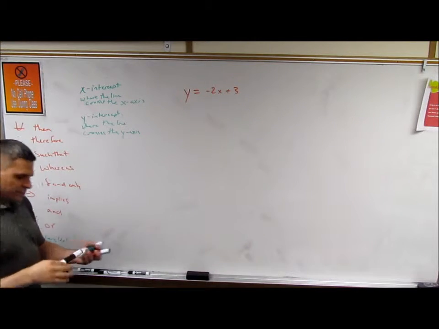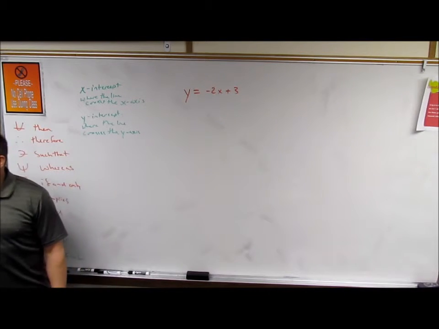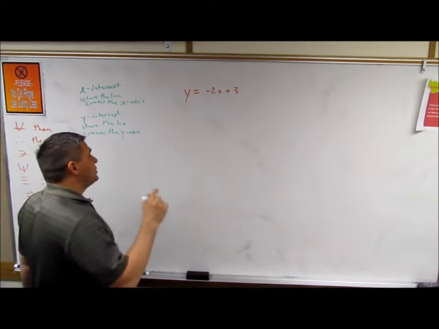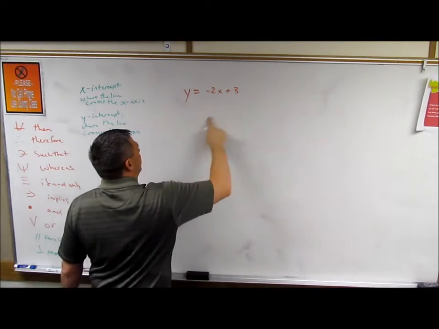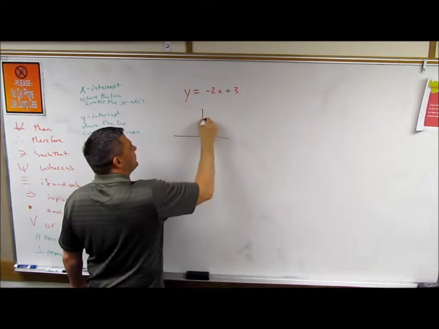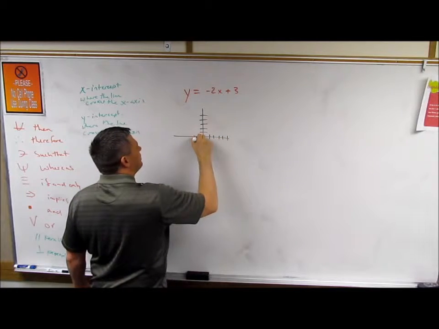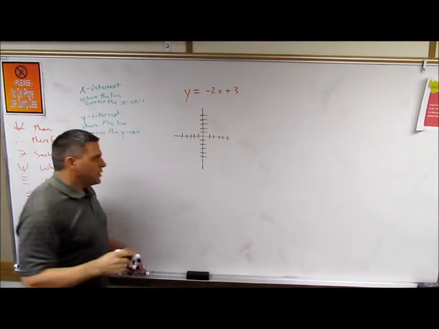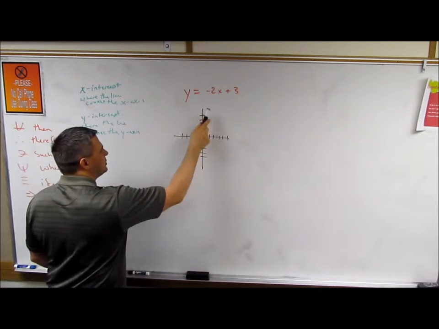Real quickly, we can get an understanding. Now, it might not tell us exact, but we get an understanding. So we're gonna graph this real quick. So, first things first, how do we graph it? Well, 1, 2, 3, 4, 5, 1, 2, 3, 4, 5, 1, 2, 3, 4, 5, 1, 2, 3, 4, 5.